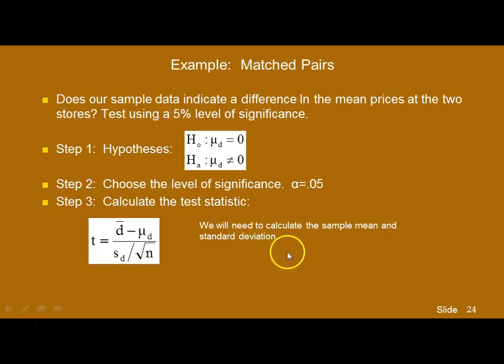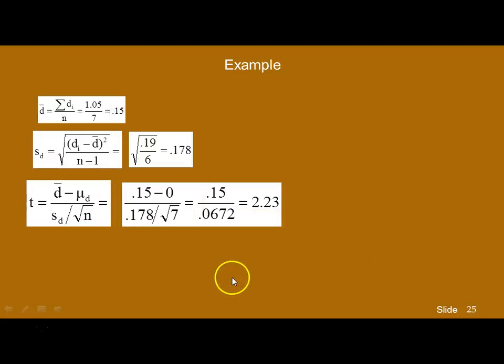As I said a minute ago, we're going to have to calculate the sample mean and standard deviation in order to get this test statistic. If you do that here, remember the sample mean, you just sum the numbers, divide by n, you should get a sample mean difference of 15 cents. And if you calculate the standard deviation, and I believe I used a calculator to get this, you'll get a standard deviation of 0.178, or that would be between 17 and 18 cents.